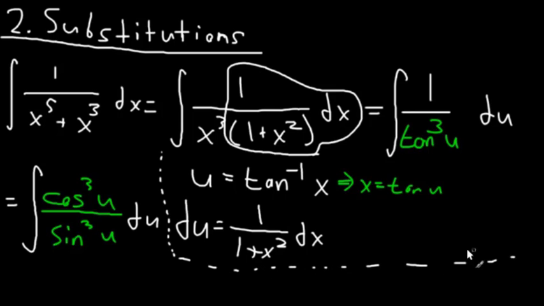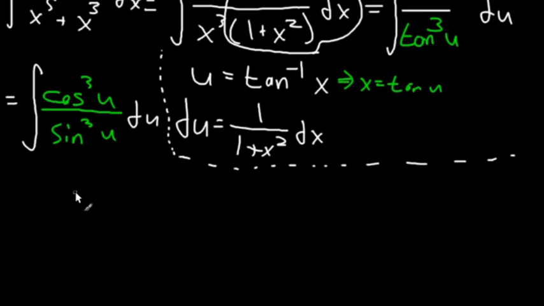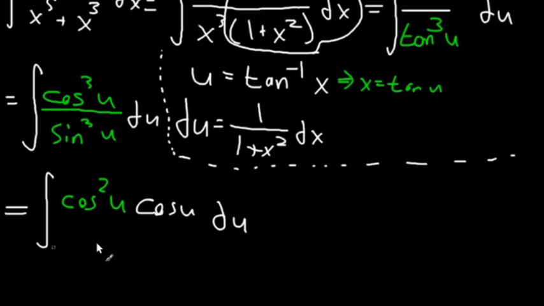Alright, so now let me go down a little bit. So we could split the cosine cubed up. I'll split it into cosine squared times just the normal cosine, because you could add up the powers, it'll be equivalent. So cosine squared u times, I'll put this in white, cosine u du, and then it's still over the sine cubed u.